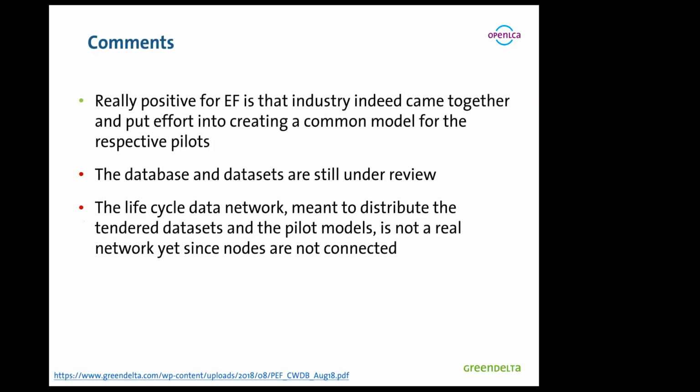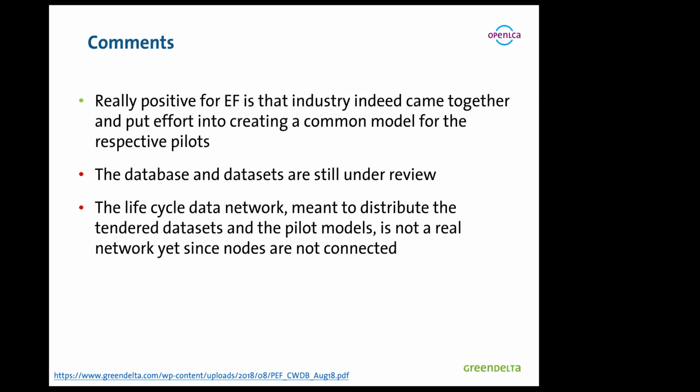Just to give a few comments on this project: this was a really challenging one because it involves a lot of actors and a lot of sectors, also diverse. It was really positive, even if it took great effort. On the other side, we are still waiting for the final version of the database and data sets that are still under review.